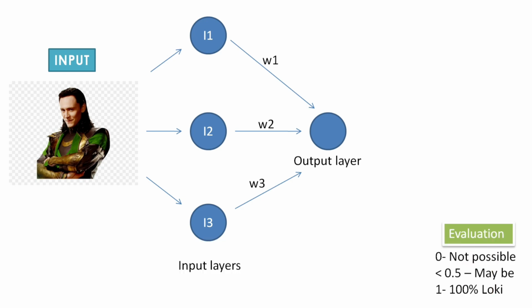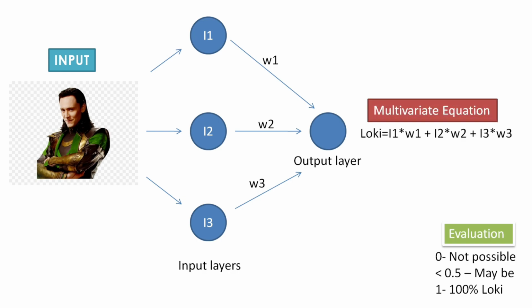Okay. After we collect the scores, we need to form a multivariate equation like this. So we need to evaluate this equation and it will give you some values. And if the value is equal to 1, then we can assume it is Loki, otherwise we can't say it's a Loki picture. So this is the process of a neural network recognizing images.